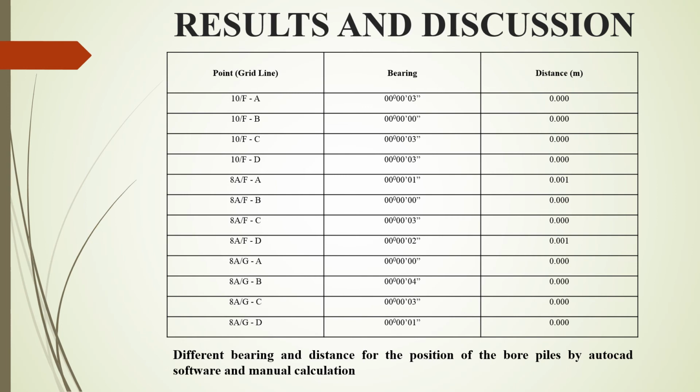This table shows the difference in bearing and distance for the position of the bore piles by AutoCAD software and manual calculation. Based on the comparison in the table, the difference of the bearing is not more than 5 seconds and the distance not more than 0.002 meter. From the research findings, it is shown that the setting up data is almost the same in comparison between AutoCAD and manual calculation.